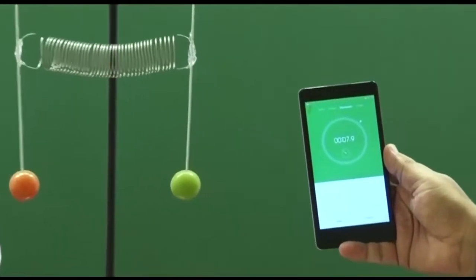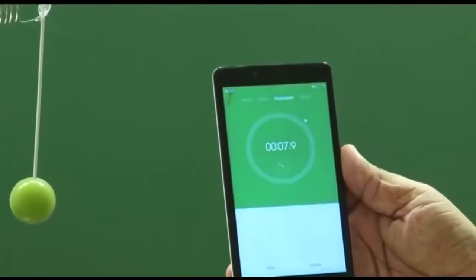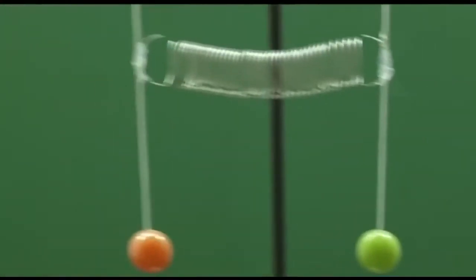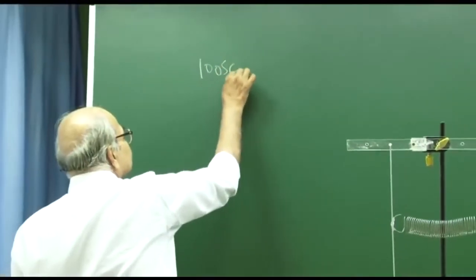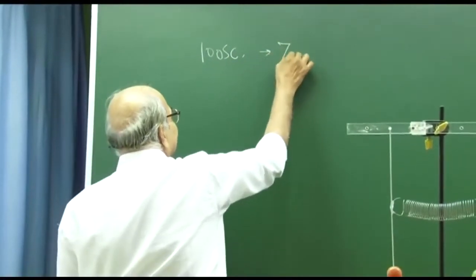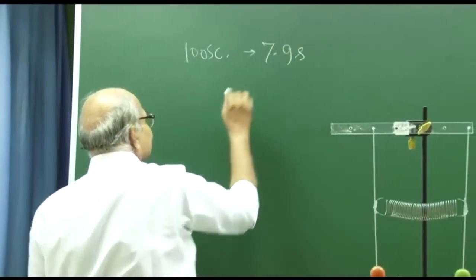Okay. So, what is the time? 7.9 seconds. All right. So, the time for 10 oscillations is 7.9 seconds.